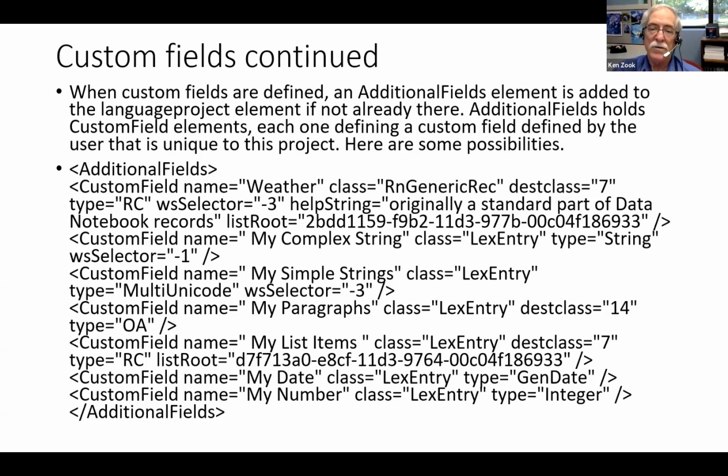When custom fields are defined, an AdditionalFields element is added to the LangProject element of FW data, if not already there, and AdditionalFields holds CustomField elements, each one defining a custom field defined by the user that is unique to this project. Here are some possibilities. I won't go over all of those right now, but you can look at it later and see them.